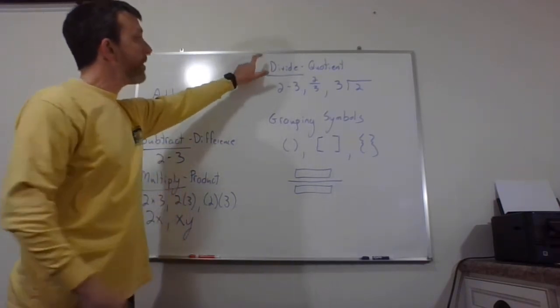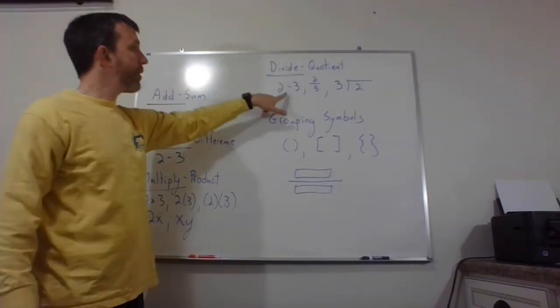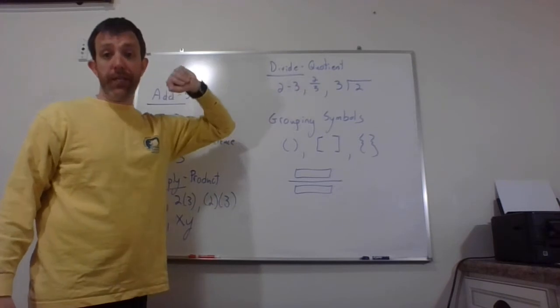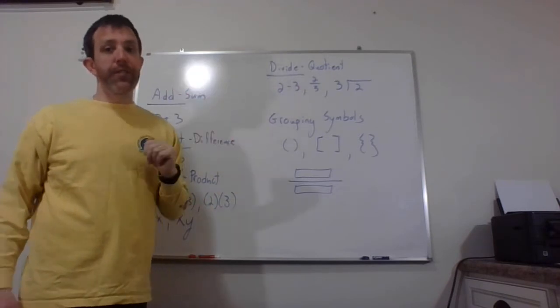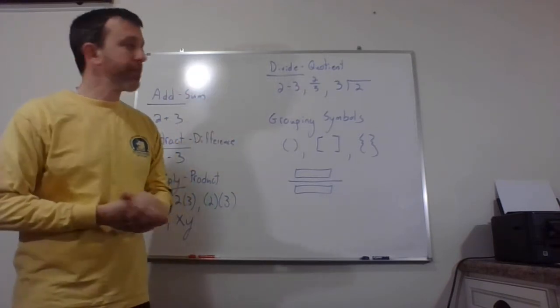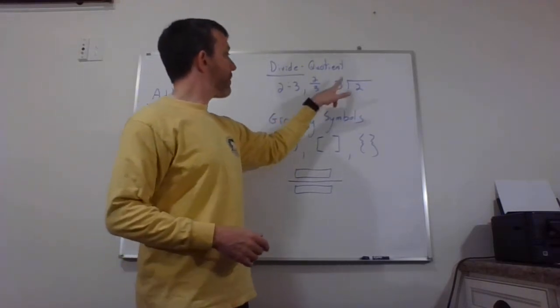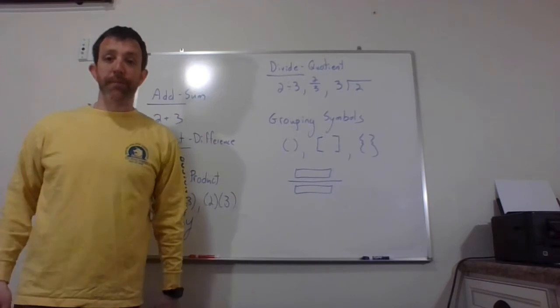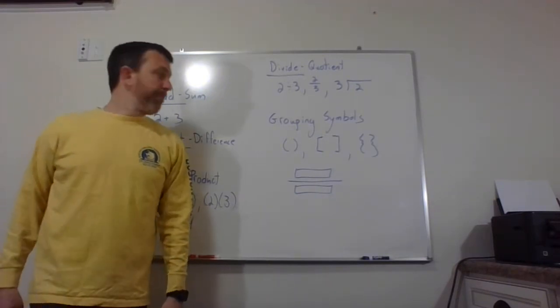And then finally, we have division, which is a quotient. 2 divided by 3 is the same as the fraction 2 over 3. So a fraction is a division problem. We'll talk more about that when we get to fractions. And the same problem here would have 2 on the inside of the box if you were to set this up as a long division problem.